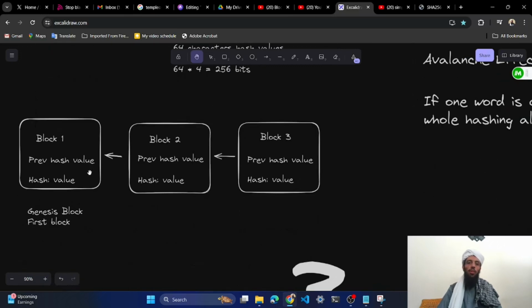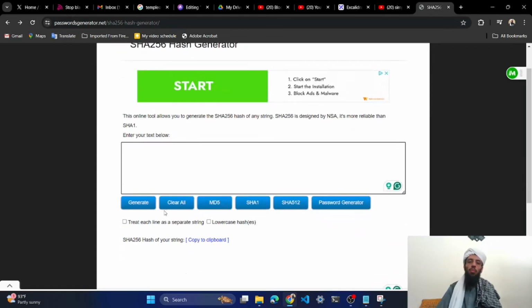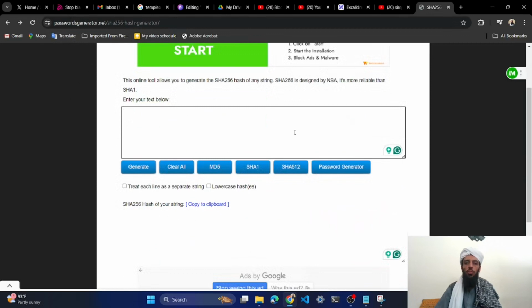So now let's take a look at this block. But before going to this block, let's take a look at this website. You can see here, this is the passwordgenerator.net website. I will be giving the link of this website in the description below. Basically, it will show you how the hashing algorithm works.